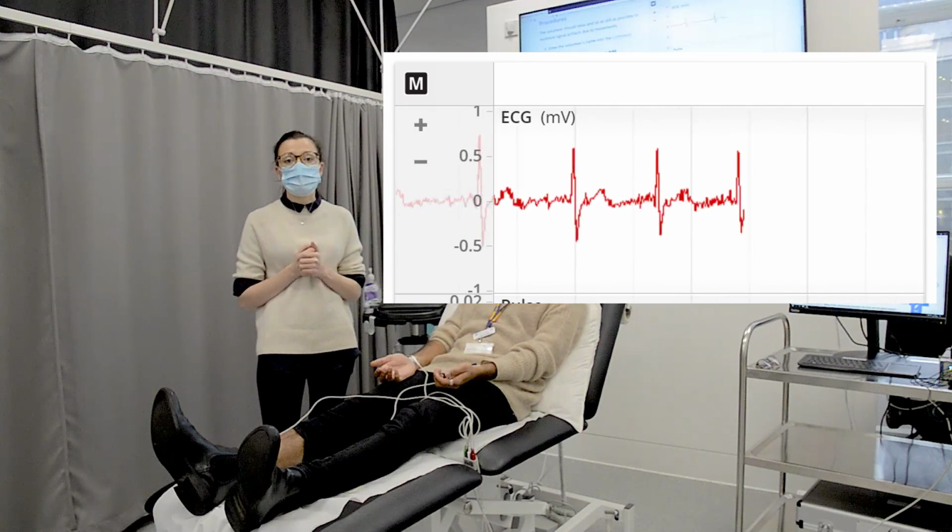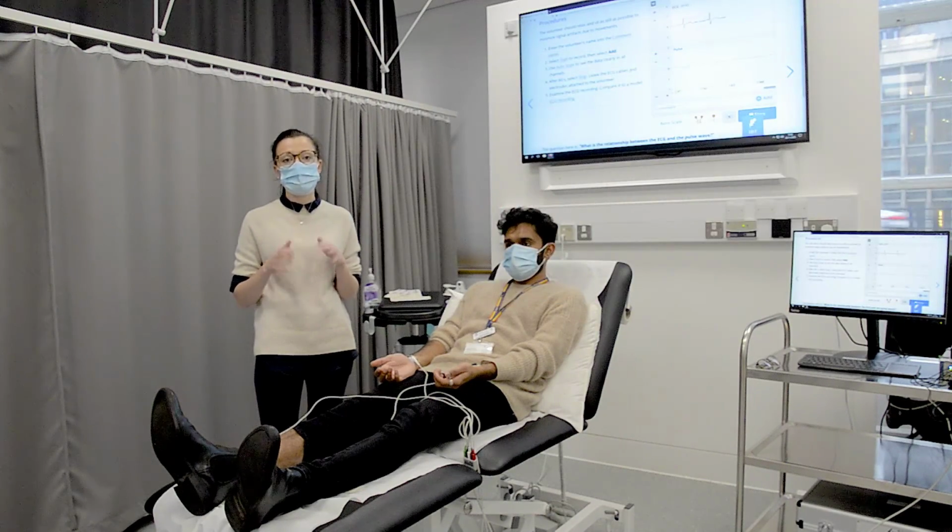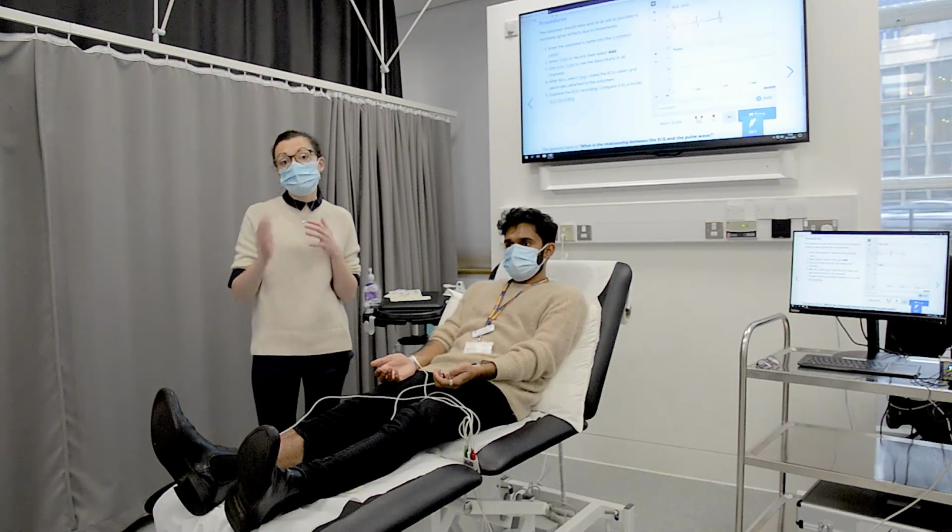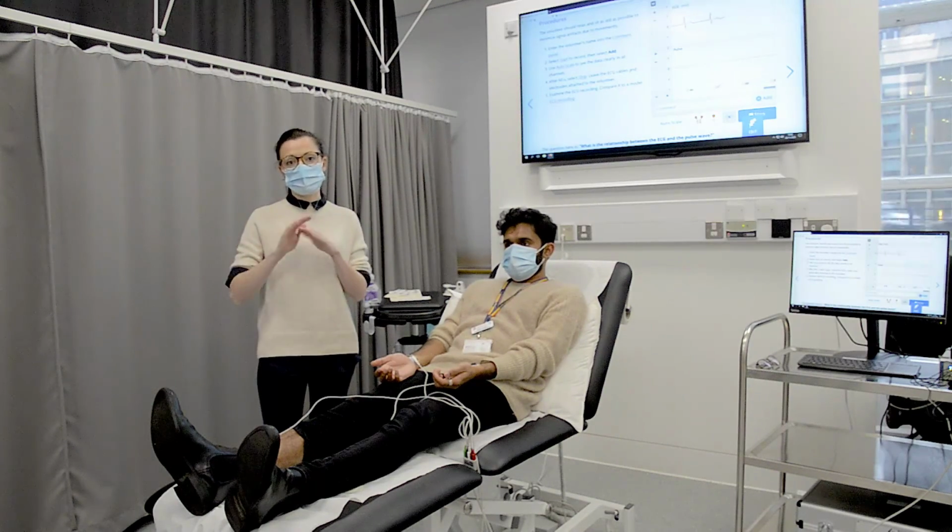The timings of these waves on an ECG allow us to get an indication of how well our hearts are working at passing this electrical excitation across our atria, between our atria and our ventricles, and how well the ventricles are being excited overall.